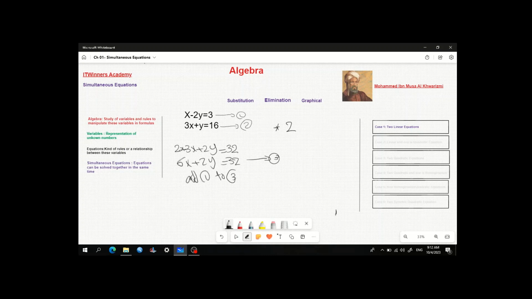Now 7x plus 0 equal to 35. So from here x equal to 5. Now substitute in either equation 1 or 2 to get y. Now y equal to 1. Okay, this is the first case of simultaneous equations.